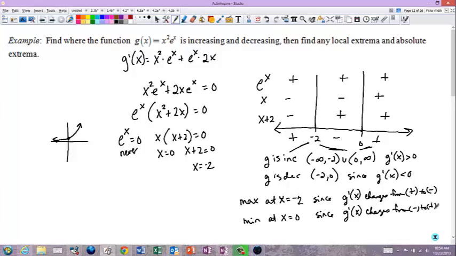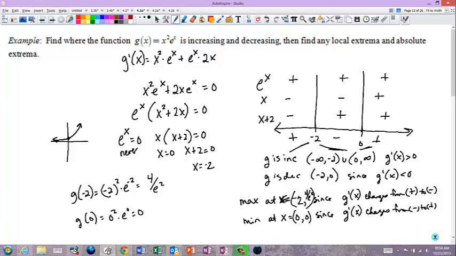At negative 2, g of negative 2 equals negative 2 squared times e to the negative 2, which is 4 over e squared. So, comma, 4 over e squared. And then g of 0 is 0 squared times e to the 0, which is 0. So, 0. Just ignore the x equals.